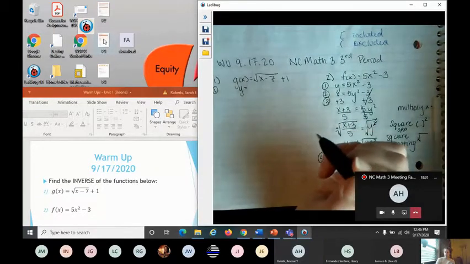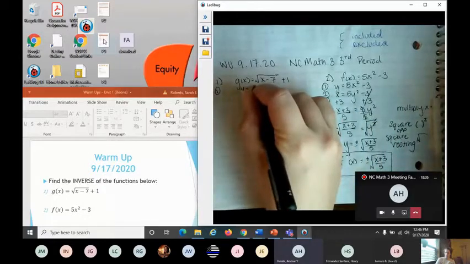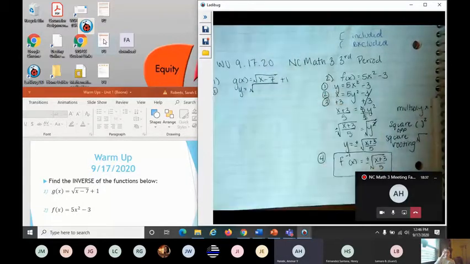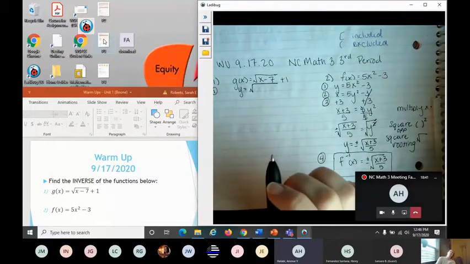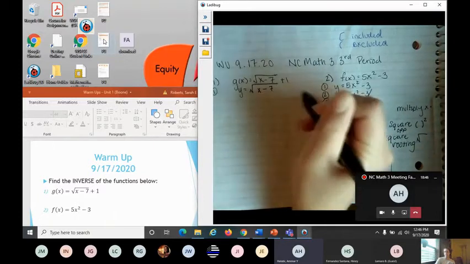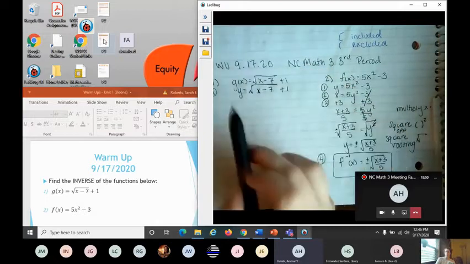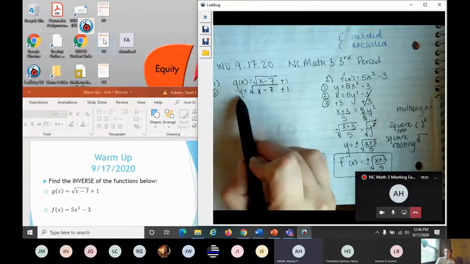Y equals, yeah. Y equals x plus 7 minus 7 plus 1. We change the g of x to the y.